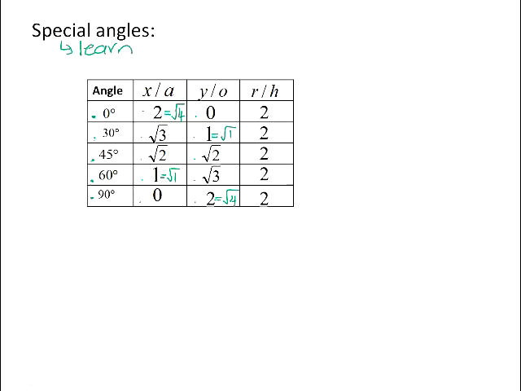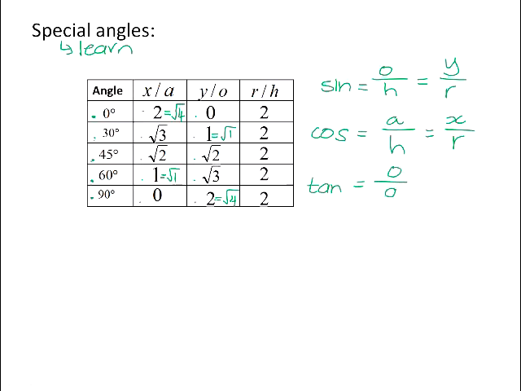Okay, let's just also remind ourselves of our three trig ratios that we work with. The sine of an angle is the opposite over hypotenuse, which is the same as the Y over the R. The cos of an angle is equal to adjacent over hypotenuse, which is also equal to the x over the radius. And the tan of an angle is equal to the opposite side divided by the adjacent side, which is the same as y over x.